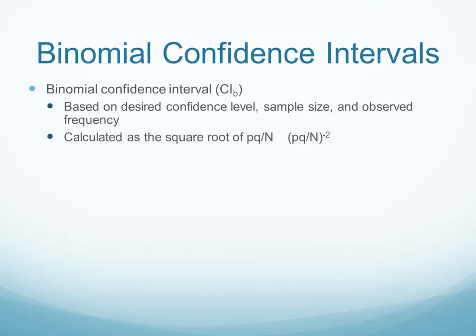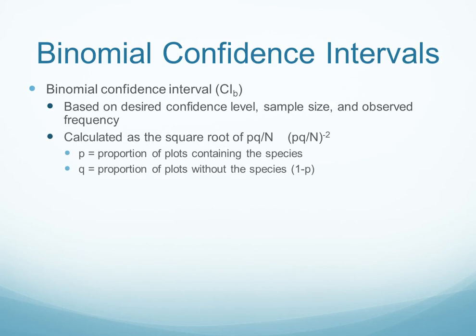Now, a binomial confidence interval is like other confidence intervals that we've seen. They are based on a desired confidence level, knowing what the sample size was and what our estimated frequency was. We calculate the confidence interval by using the square root of P times Q over N, where P equals the proportion of plots that contained the species, and Q is 1 minus P, or the proportion of plots without the species, or in which the species was absent, and then N is the number of plots observed.